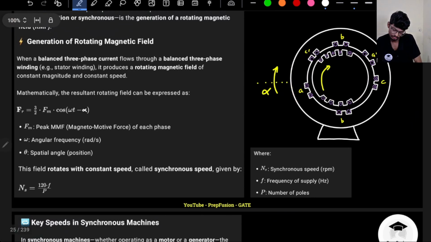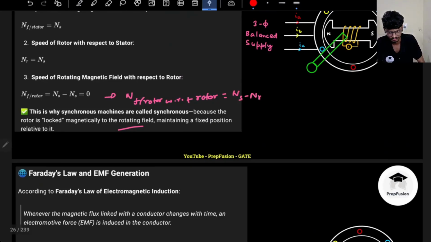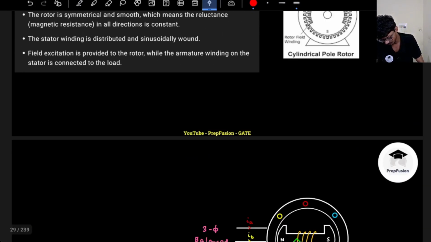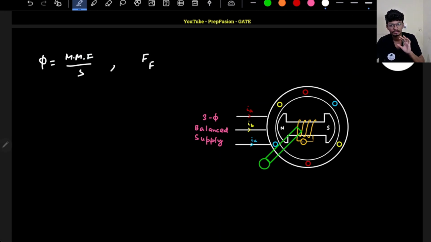Okay, so this is alpha basically, and this is the rotating MMF, right? So my MMF and flux are proportional, because in a cylindrical structure, what is my flux? The formula for flux is equal to MMF upon reluctance. So what is it? It is FF, the MMF produced by the field winding.